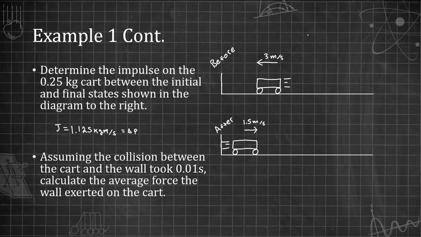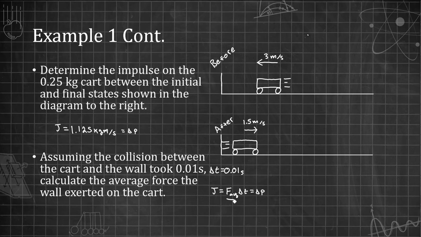And now to continue this problem, we're going to take the information that we just solved for the impulse, or the change in momentum, and now we get some additional information. We know that the collision with the wall now takes 0.01 seconds to occur, so that gives us some time data. So we know we're going to use that other part of the equation. Impulse is the force multiplied by the change in time.